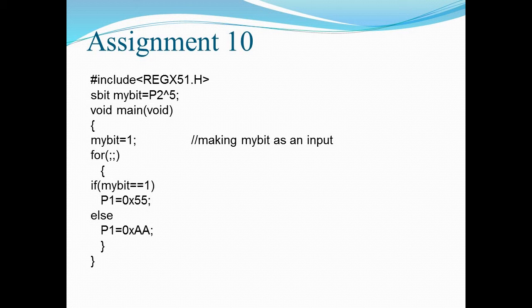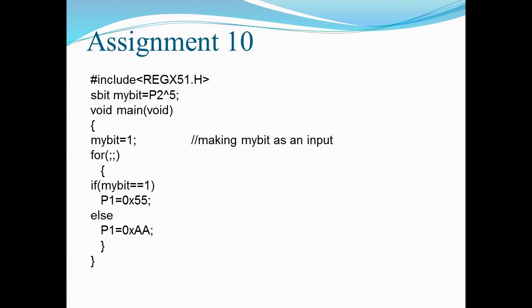As you know, by default, all the ports of an 8051 are output ports. So to make that particular line an input line, we have to assign it a 1. When I assign this value as 1, it will configure mybit, that is nothing but port 2.5, as an input port line.